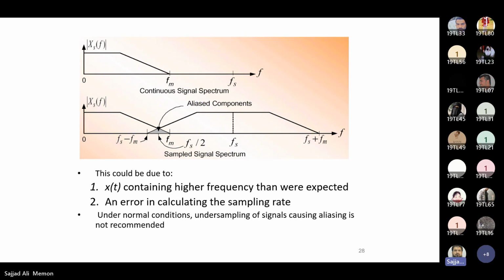So that one is like that. So this happened. When we convert an analog signal into digital, we should always keep some margin in frequency, so that if there is any frequency component present that is higher than the expected frequency, it will not affect the output.